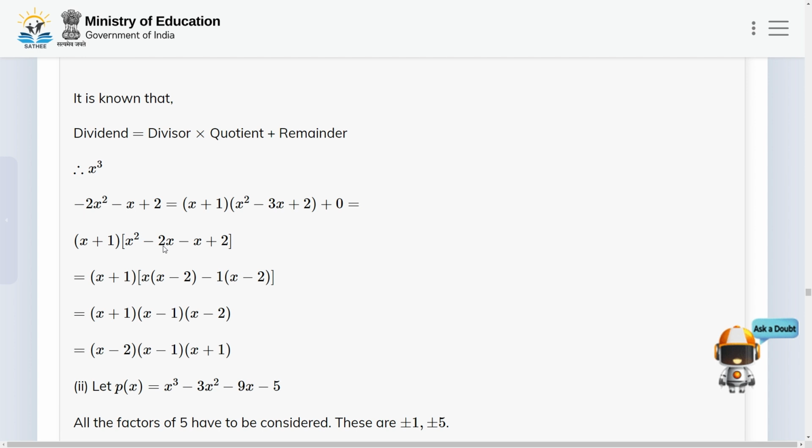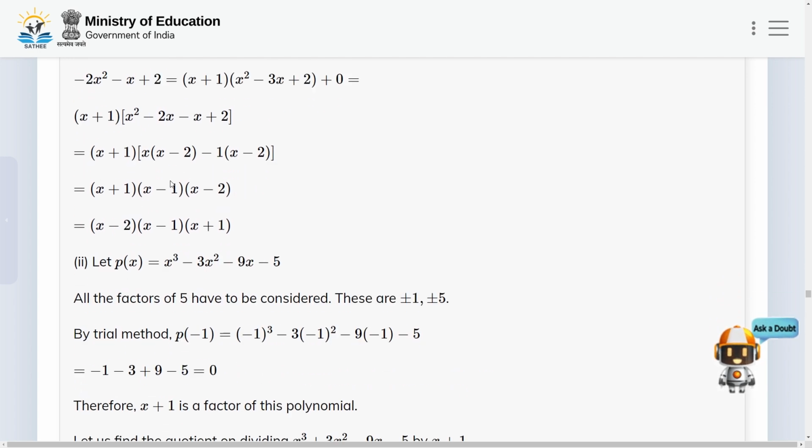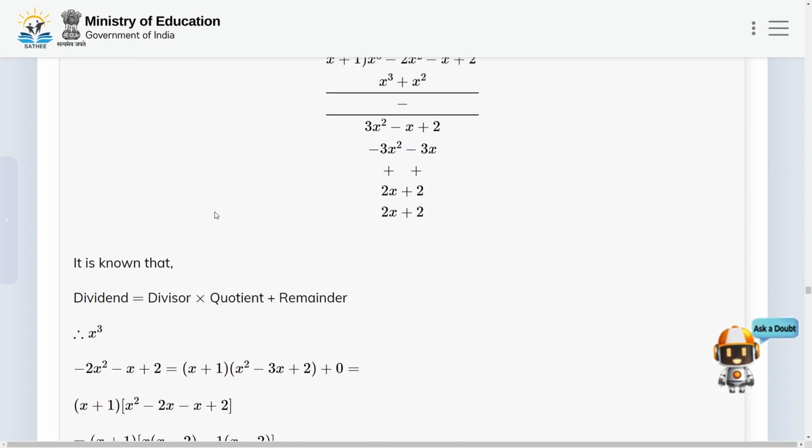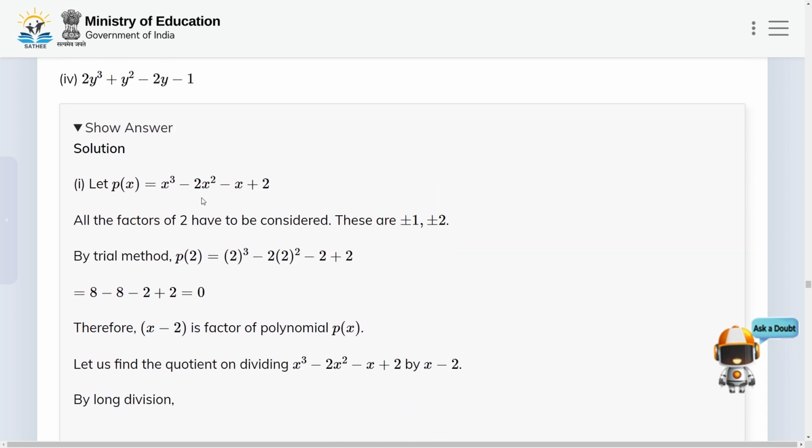So then we can split the middle term minus 3x as minus 2x minus x, so that minus 2x times minus x is equal to 2x square. Okay, so this is equal to x plus 1 times x square minus 2x minus x plus 2. And this is equal to x plus 1 times x minus 2 minus 1 times x minus 2. So this is equal to x plus 1 times x minus 1 times x minus 2. Okay, and this is the factorization of the cubic polynomial x cube minus 2x square minus x plus 2.